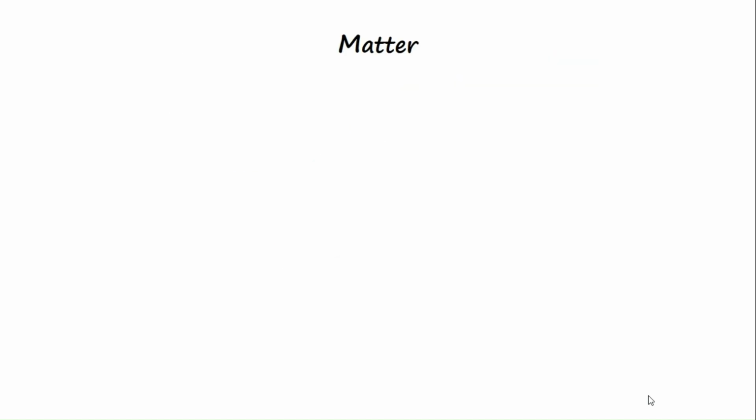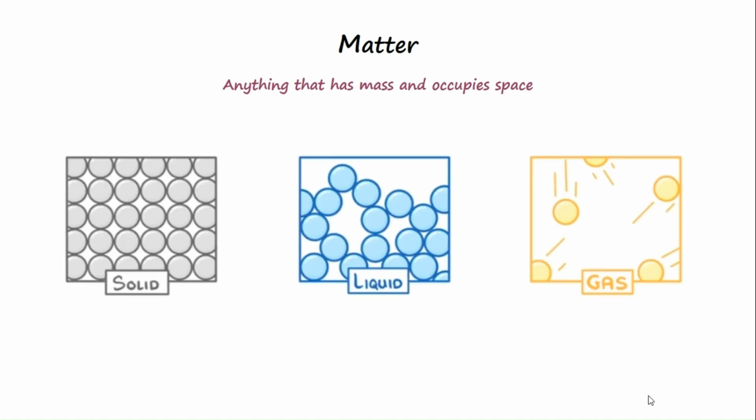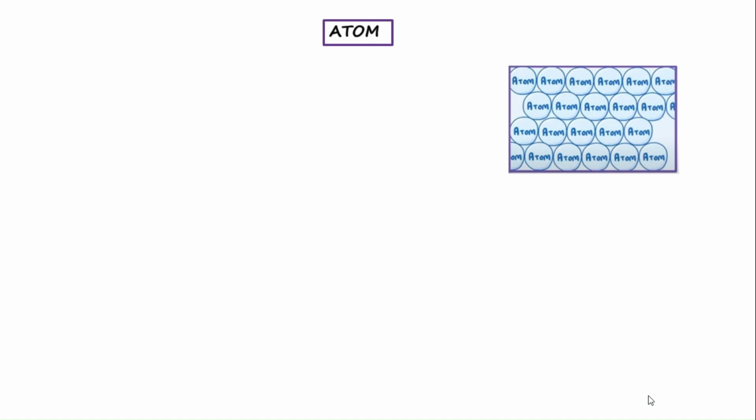So, starting with matter. Now, what is matter? Everything that is present around us, that occupies space and has mass, is called matter. And of course, we know that matter is present in three basic states: solid, liquid, and gas. Each one of the components of matter present around us is made up of tiny particles. These tiny particles are known as atoms. So we can define an atom as the smallest particle of matter that is indivisible. Without atoms, matter cannot exist.